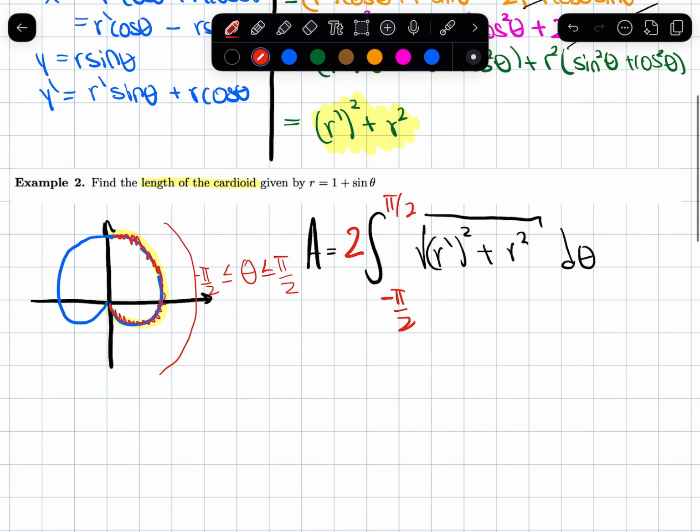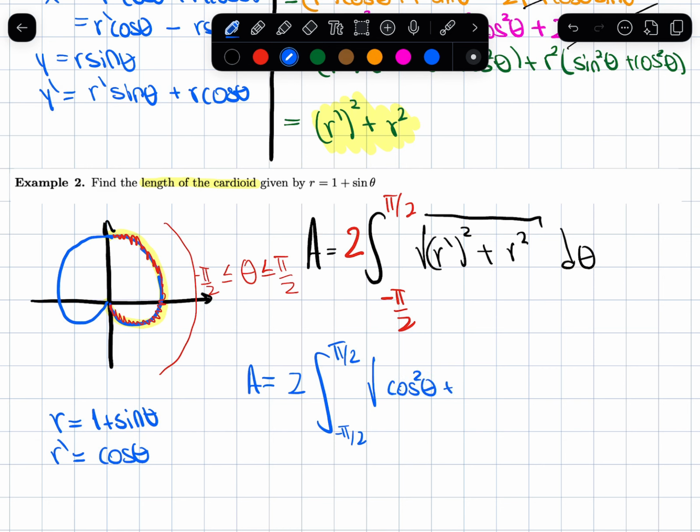So I'm going to go ahead and solve this integral here. Okay, so I know r is 1 plus sine theta. R prime is going to be the cosine of theta, because the derivative is taken with respect to theta. Theta is my parameter now, which is why I have d theta here. So I'm going to write here: A equals the integral from negative pi over 2 to pi over 2 of the square root of cosine squared, because that's my r prime, plus (1 plus sine theta) squared d theta.